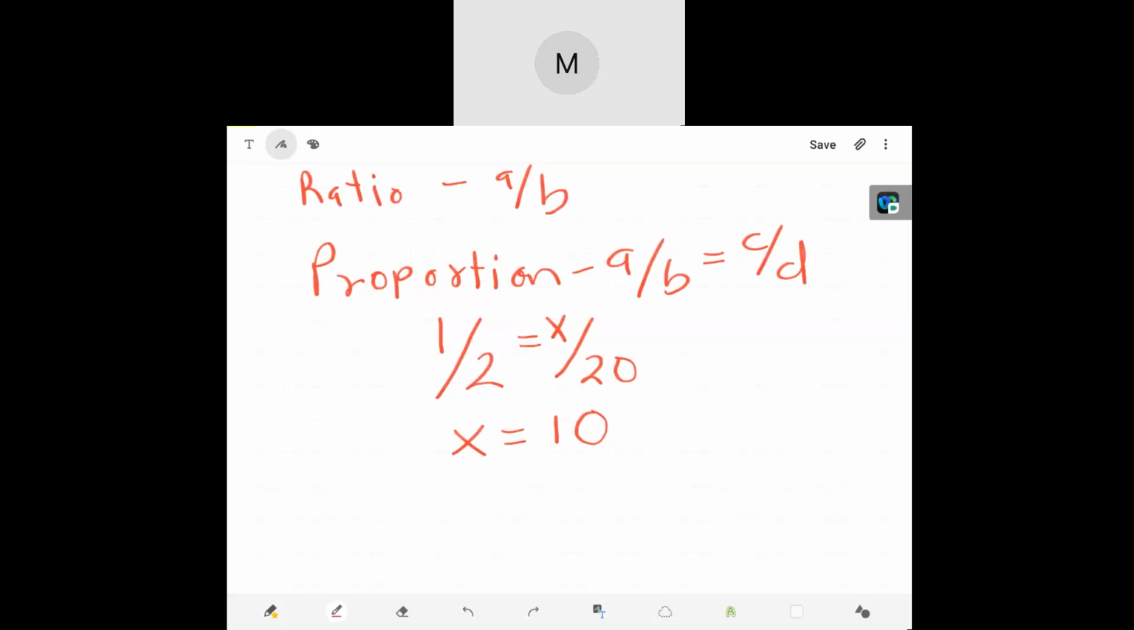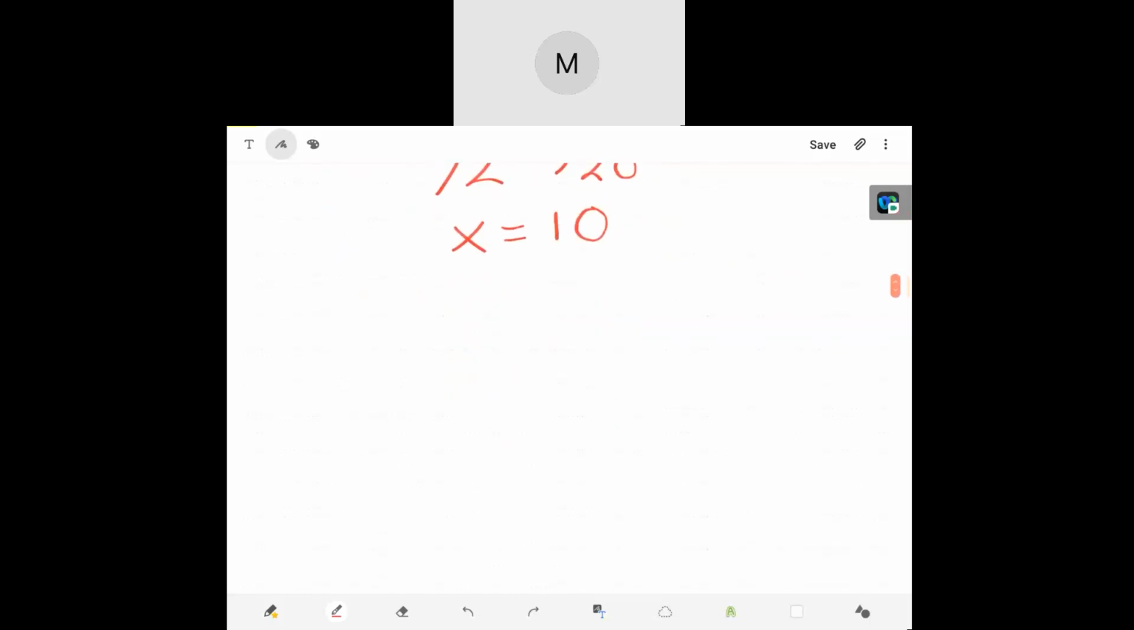Another example I can quickly give you is, let's say I have a question like 3 over 5 equals something over 20. This is a proportion, and in this case it's only a proportion when the x is equal to 12, because 12 over 20 can be simplified to 3 over 5.